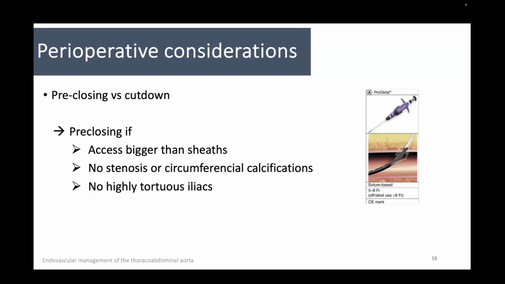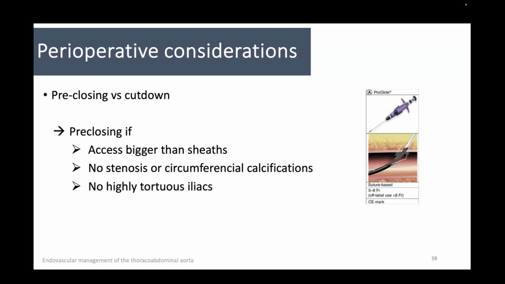Also, when you look at your accesses, you have to take care about are you going to do a pre-closing or are you going to do a cut down for the arteries that you want to access? The pre-closing is using usually a ProGlide, but it could also be a Manta or other devices that you could use for closing the artery after. The Manta is used after the whole case. The ProGlides are used before, so it's mostly about this specific device.